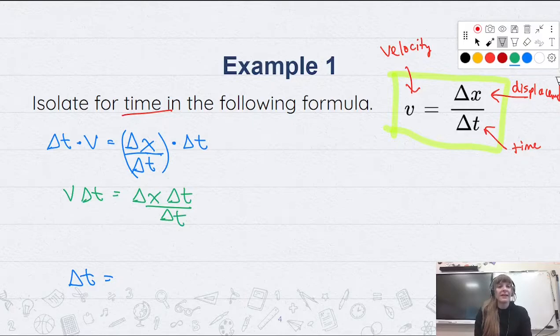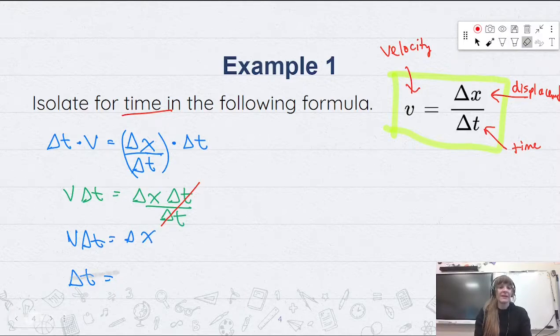Now, here we have this very interesting thing. We can actually cancel these two delta T's. Why? Well, what's delta T divided by delta T? It'll give you 1. So it's the same thing as saying delta X times 1. So we can just get rid of these delta T's. We can cancel them out. And it will just become V delta T is equal to delta X.